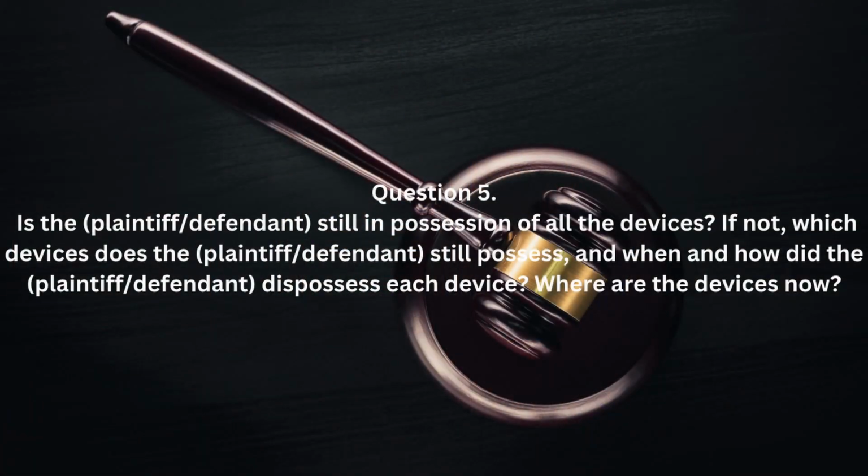Question number 5. Is the plaintiff or defendant still in possession of the devices? If not, which devices does the plaintiff or defendant still possess, and when did the plaintiff or defendant dispossess each of the devices that he or she now no longer has? Where are these devices now? We would like to know if the subject still has the devices. If the subject no longer has some of the devices, we would like to know how he or she got rid of those devices. If the subject recently traded in the phone for a new phone at the store, we may be able to go to the phone store and get the old one. This should save us time in knowing which devices aren't worth going after.